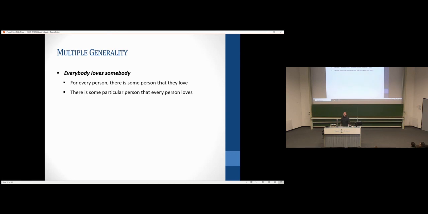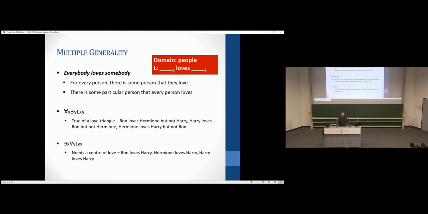So here's the two readings. For each person, there's some person they love. There's some particular person everyone loves. Here's the really silly thing. The difference here is literally just in the order that we write the quantifiers. We can have this, or we can have this. And these say different things. Now we'll talk more about why they say different things next time, and we'll do some exercises associated with these in the tutorial. But I want to go ahead and tell you about it.